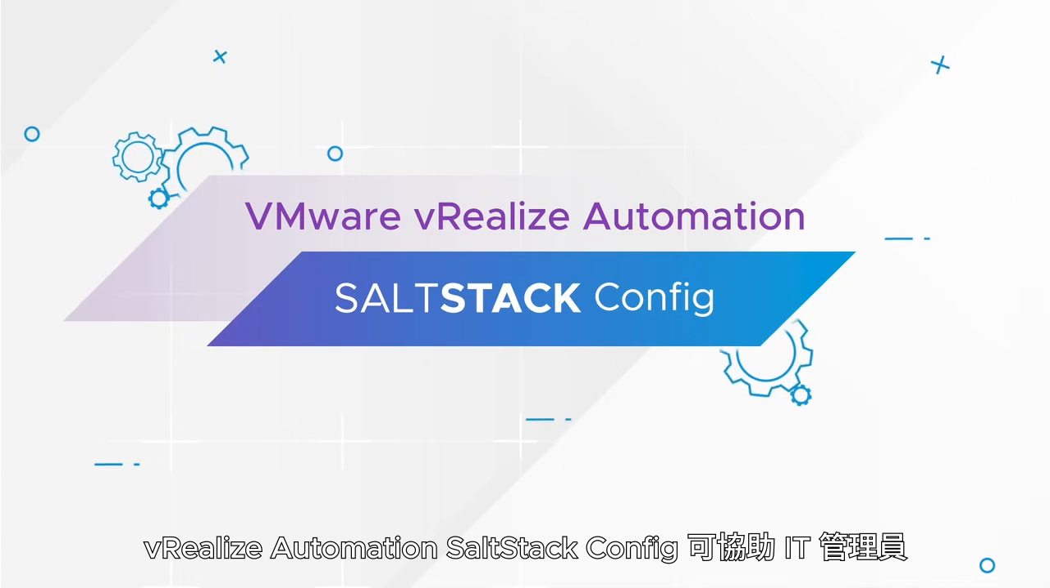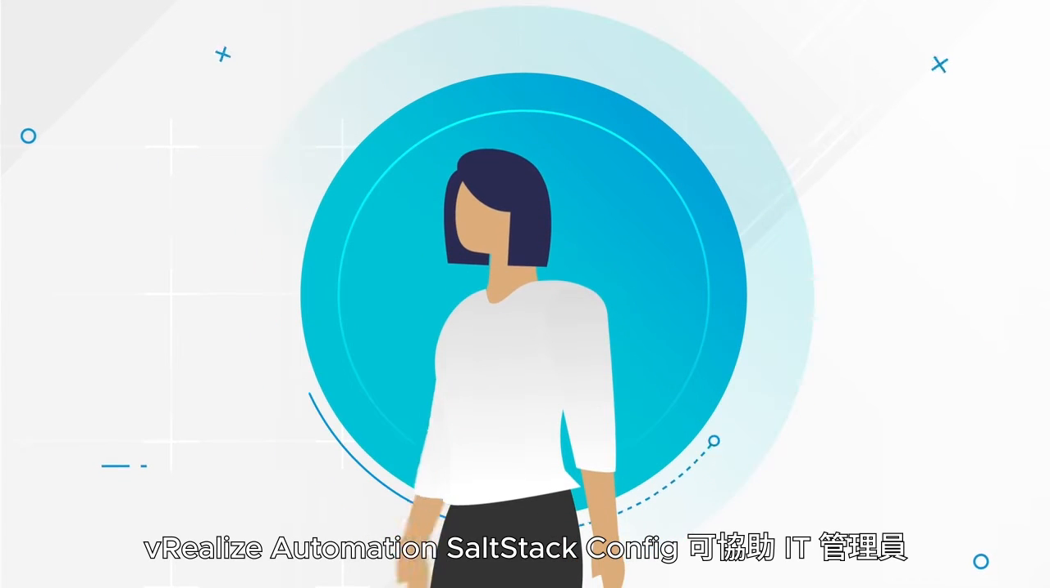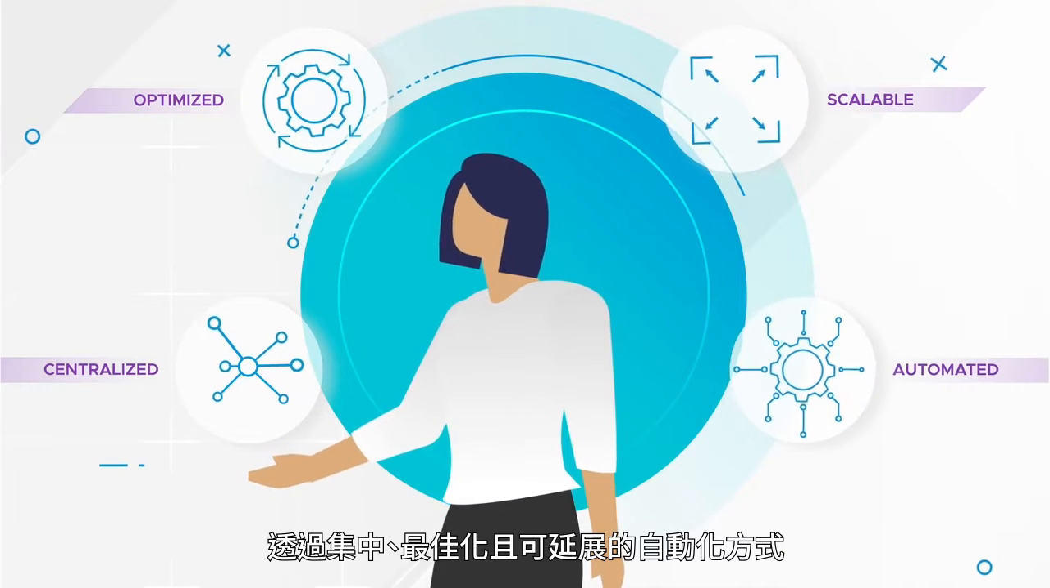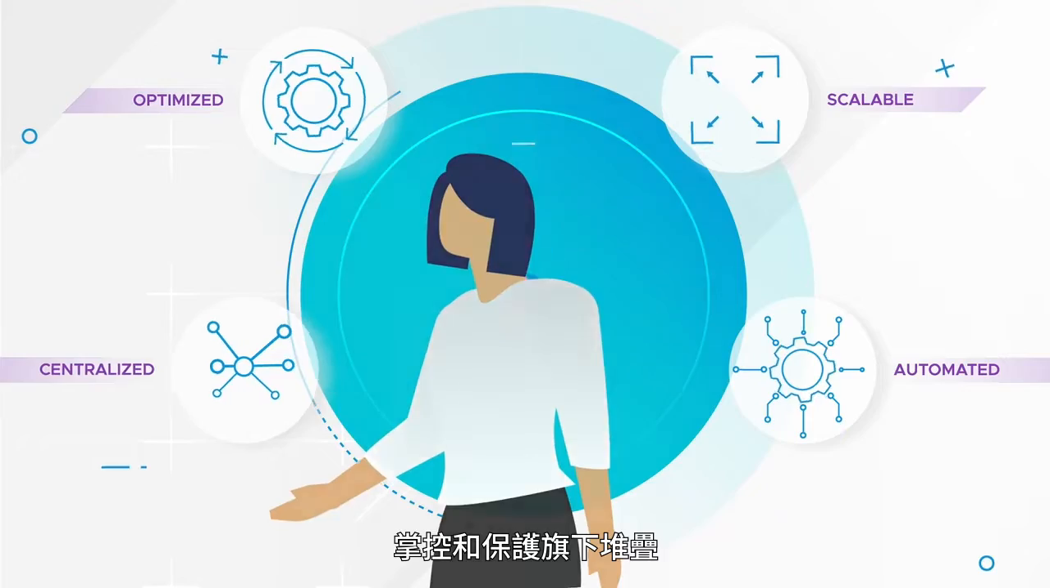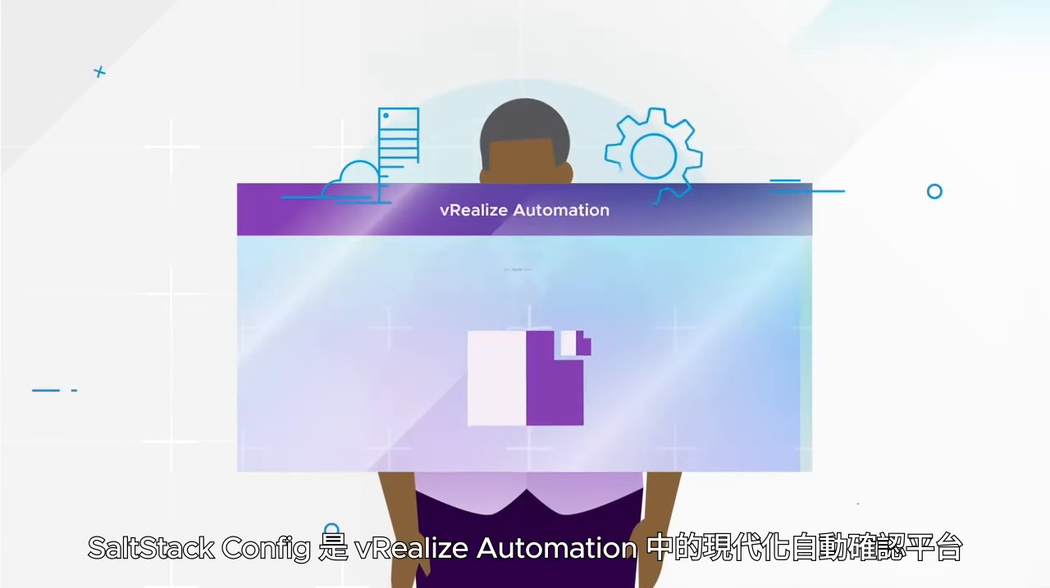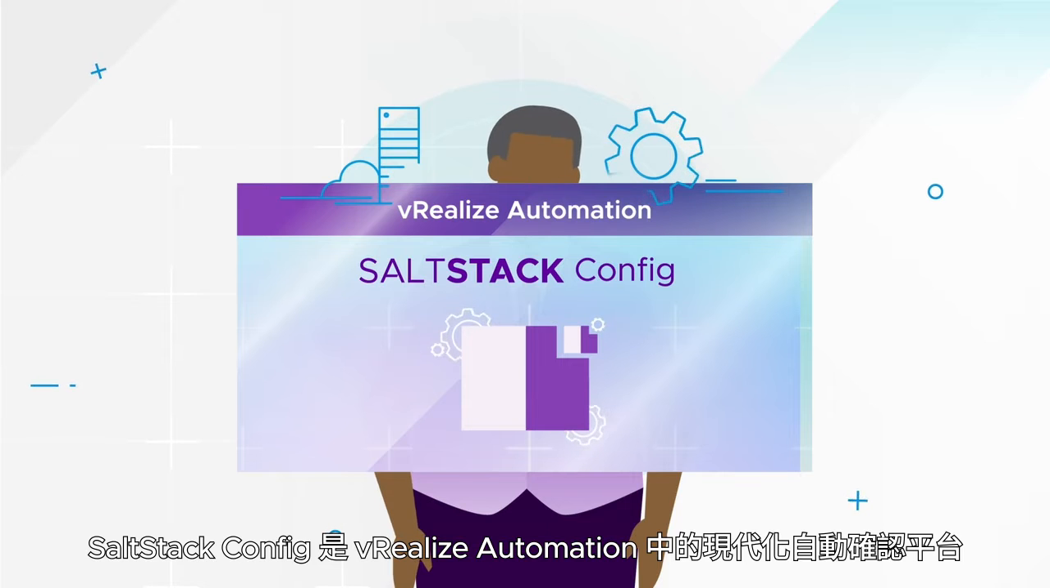vRealize Automation's SaltStack Config gives IT admins the power of centralized, optimized, scalable, and automated control and security across the stack. From infrastructure to apps, SaltStack Config is a modern configuration automation platform in vRealize Automation.